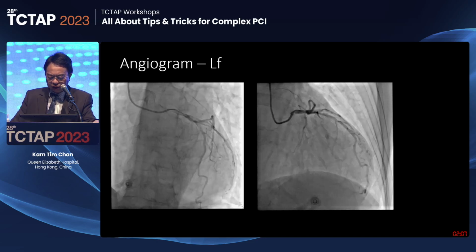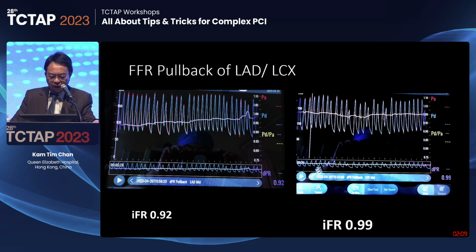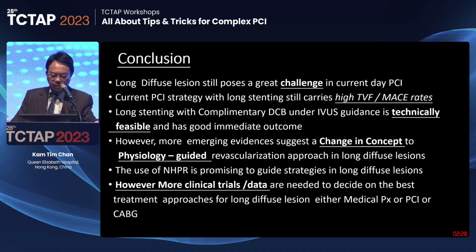This is another case that I recently did a couple of weeks ago. Again, a very long diffuse moderate LAD lesion, and we performed an FFR pullback of the LAD, with the left side midpoint as a motorized FFR pullback. We used adenosine infusion. You can see that the LAD lesion is 0.92 FFR. So for this patient, we just leave it alone. We assure the patient and put the patient on long-term medical therapy.